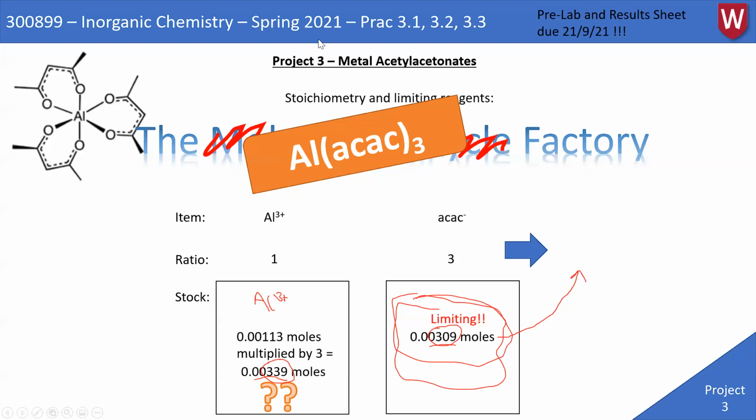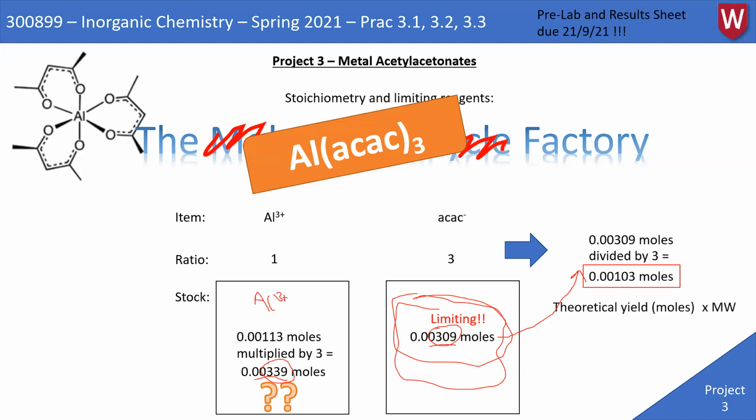So once we've finished assembling all our aluminium ACAC, we're going to have used 0.00309 moles of ACAC. We used all of it. But we want to know how many aluminium ACAC3s we've made. Well, based on the ratio, we have to divide that by 3 to find out how many complex molecules we've made. So dividing that by 3, we get 0.00103 moles. So that's our theoretical yield in moles. Now we multiply that by the molecular weight of the product, and that gives us our theoretical yield in grams.